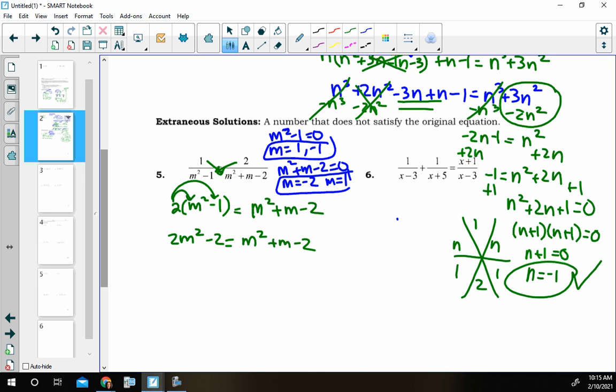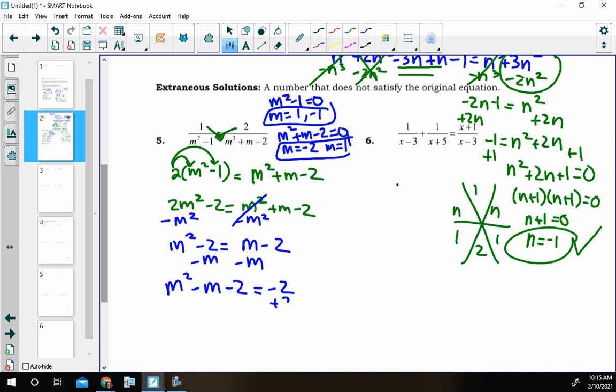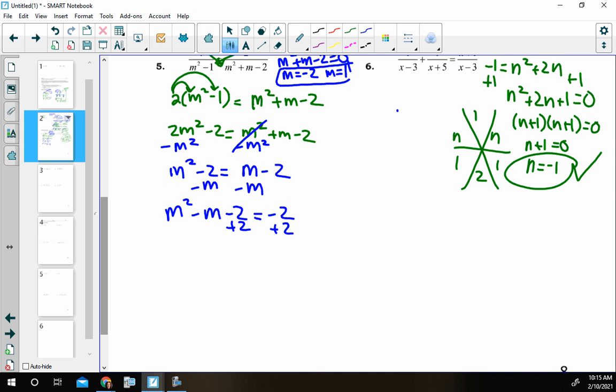All right, so keep going here. Get my m squared to be together, so I'm going to bring it over to the bigger side. So I've got m squared minus 2 is equal to m minus 2. So I'm going to bring my m over and bring my 2 over. Alright, those actually cancel on both sides.